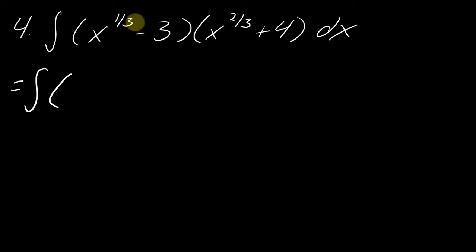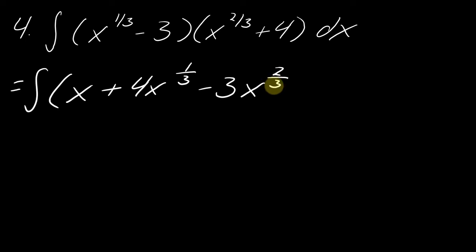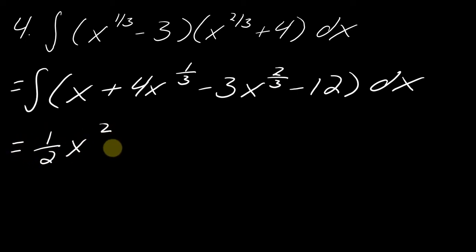So I'll have x to the 1/3 times x to the 2/3. If you add those exponents together, I just get x to the first. And then this will be plus 4x to the 1/3 minus 3x to the 2/3 minus 12. Okay, so this I can now integrate, no problem. This is just going to be straight up using the power rule. So to finish, this will become 1/2 x squared plus 4 times.